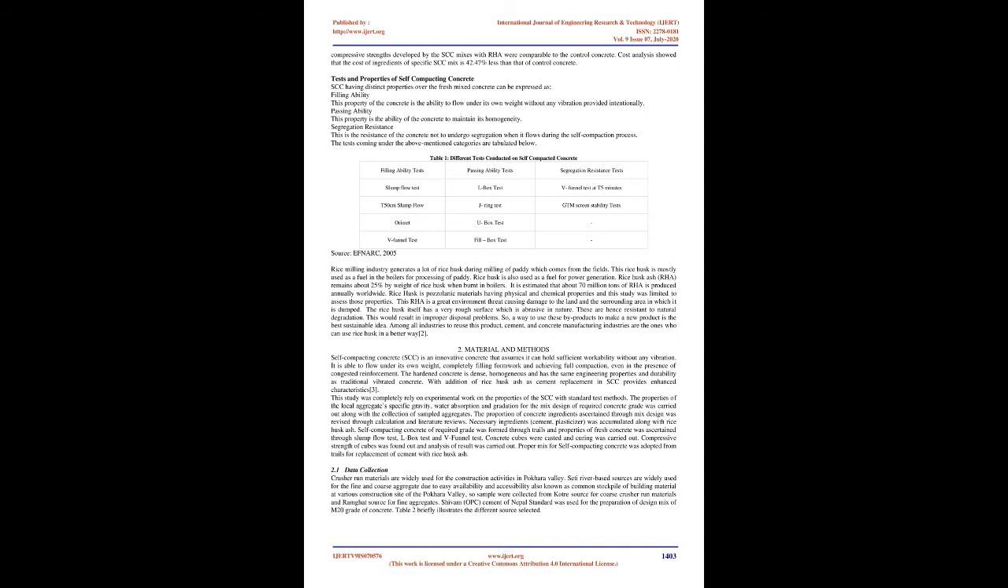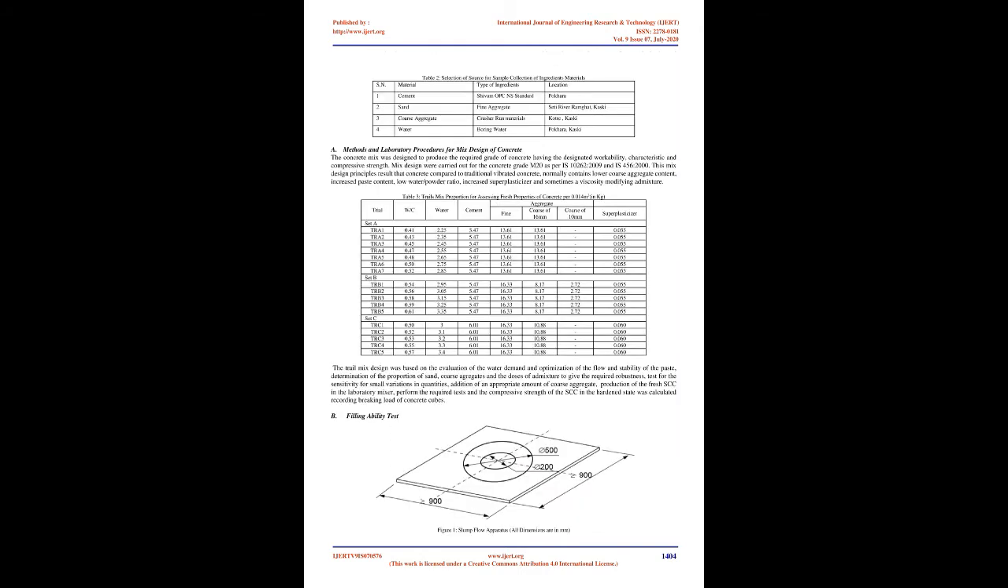Rice milling industry generates a lot of rice husk during milling of paddy which comes from the fields. This rice husk is mostly used as a fuel in the boilers for processing of paddy. Rice husk is also used as a fuel for power generation. Rice husk ash, RHA, remains about 25% by weight of rice husk when burnt in boilers.